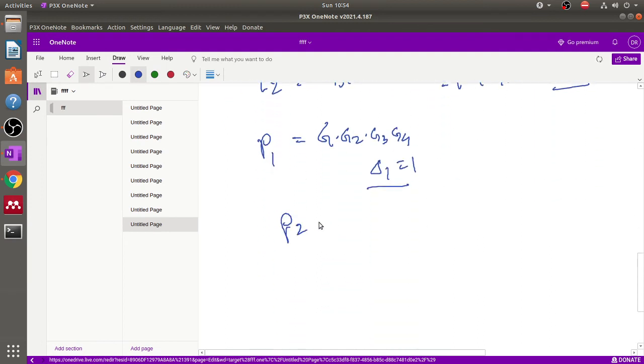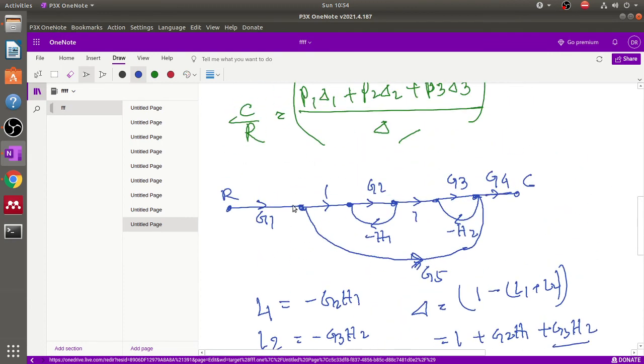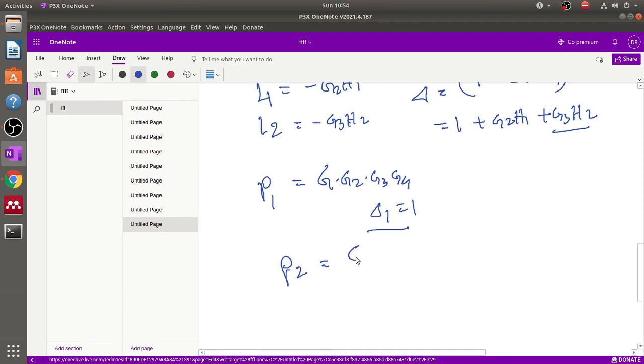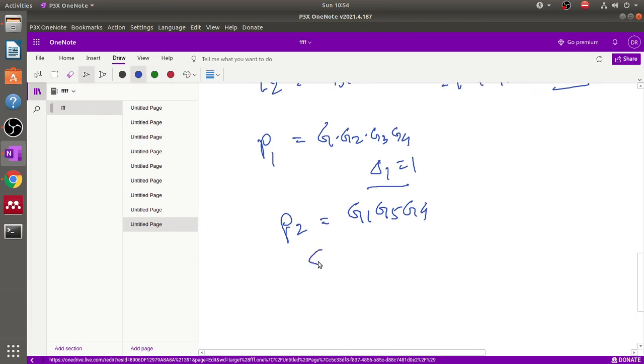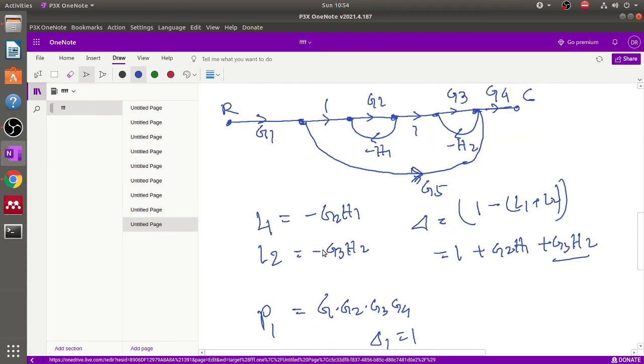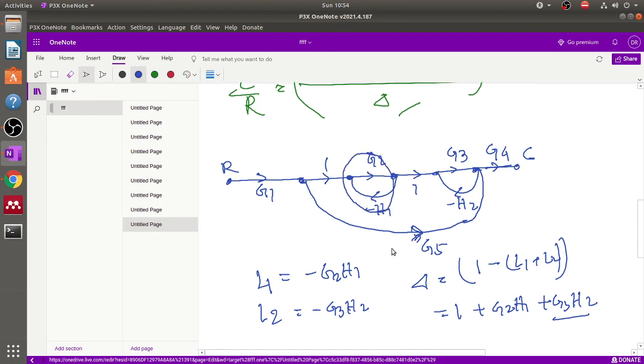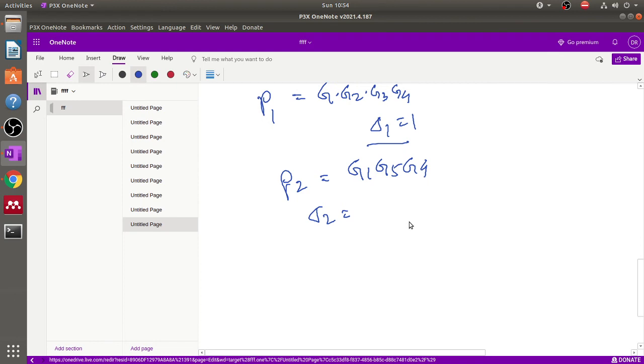Now for the P2 path, the path is G1, G5 and then G4. One thing should be remembered here: for this forward path, delta 2, there is one non-touching loop. So what is our formula? 1 minus the loop gain.